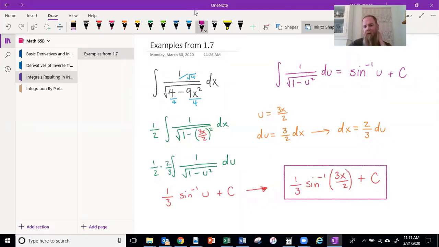Any question on the process there? Okay, we'll go back really quick. I want to know why like 3x over 2. You mean, how did I get from this step to 3x over 2 right here?